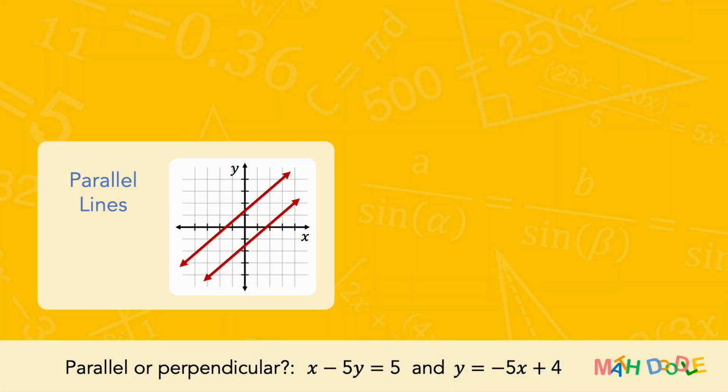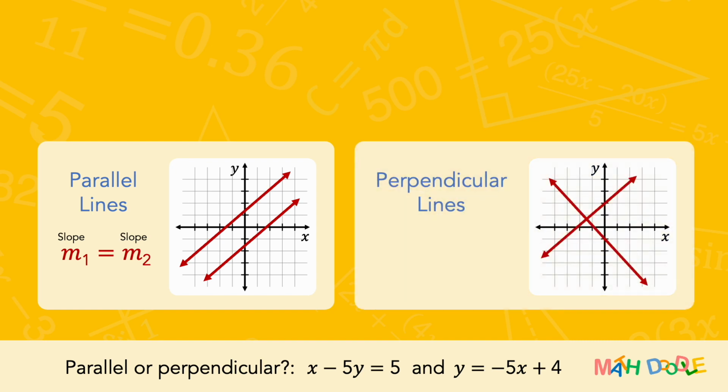Two lines in the same plane that do not intersect are called parallel lines. This means, if two lines have the same slope and different y-intercepts, they are parallel lines because they never intersect. On the other hand, perpendicular lines form a right angle in the same plane.